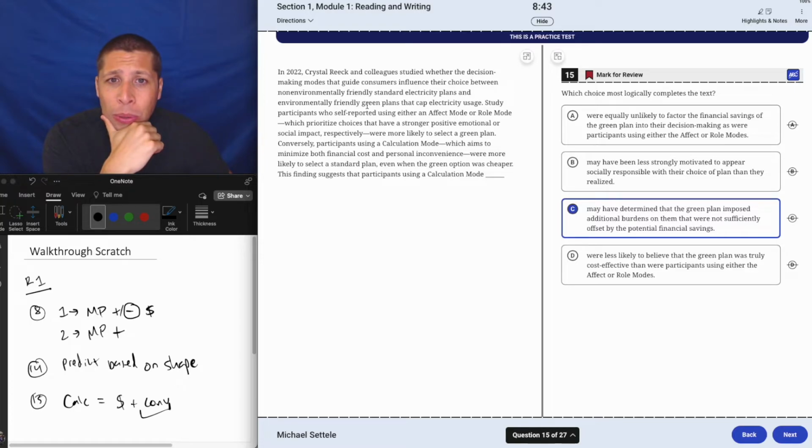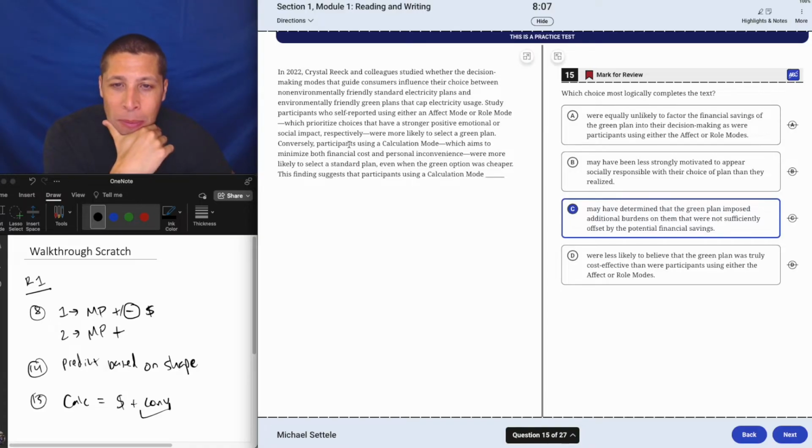Okay, so what are they saying here? Study participants who self-reported using either an affect mode or role mode, which prioritize choices that have a strong positive emotional or social impact respectively, were more likely to select a green plan. So they self-reported using one of these modes. What does that even mean? Were more likely to select a green plan. So basically, they self-reported that they were interested in being emotional or social, I guess.